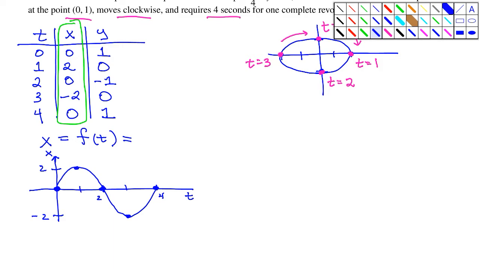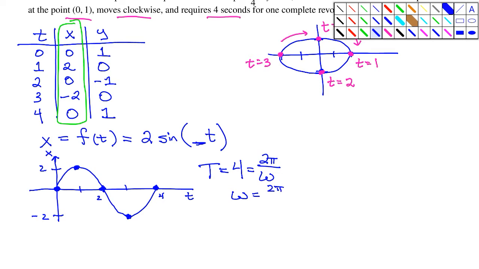We know the amplitude. It goes up to 2 and down to -2. So it's going to be 2 sine of something t. The question is, what is that number in front of the t? Well, remember that it affects the period. The period here, capital T, is equal to 4, and that should be 2 pi over omega. So solving for omega gives me 2 pi over 4, which is pi over 2. So the parametric equation that does this is 2 times the sine of pi over 2 t.